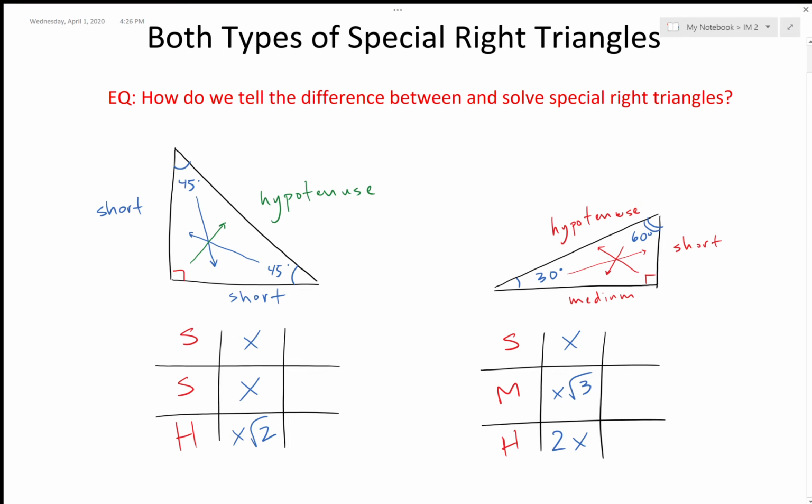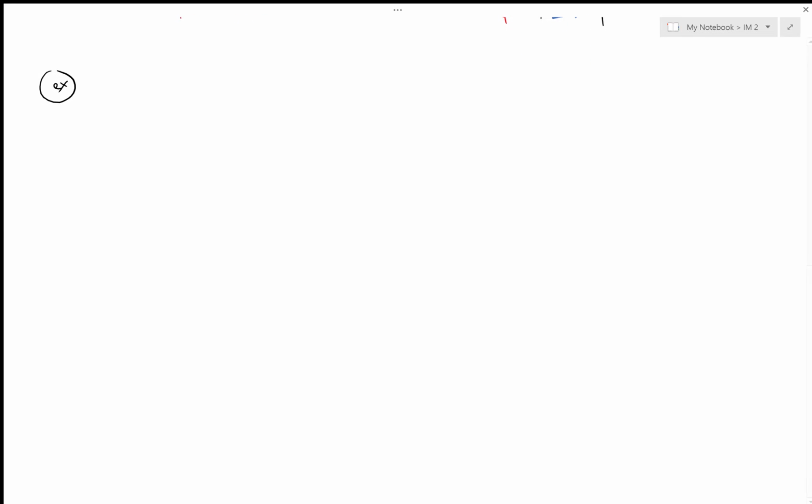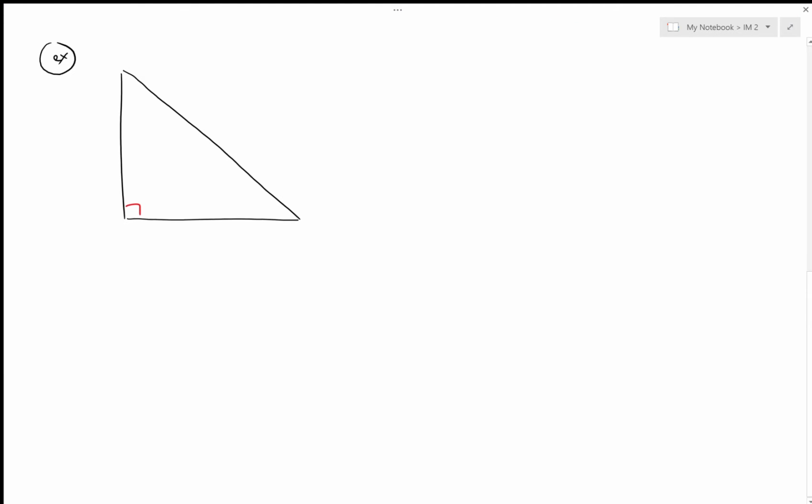So, first example. Let's say we're given a triangle that looks like this. Now we can't base it off of the way it looks, we got to go off the numbers that we're given. So up here in this corner, they're going to give us a 45, and then they're going to tell us that this side is 2, and this side is 2.